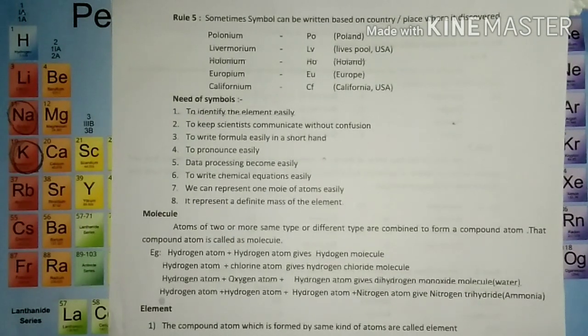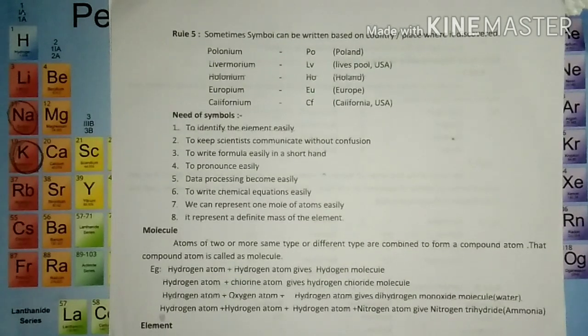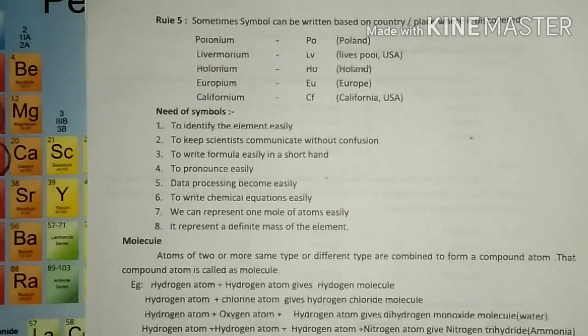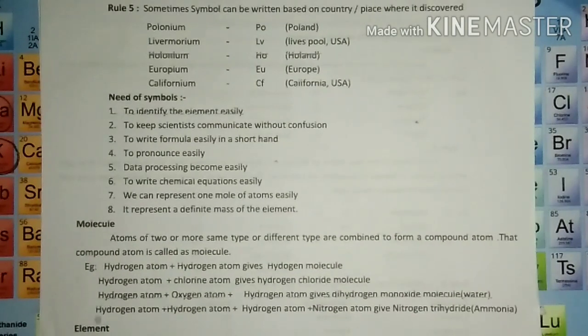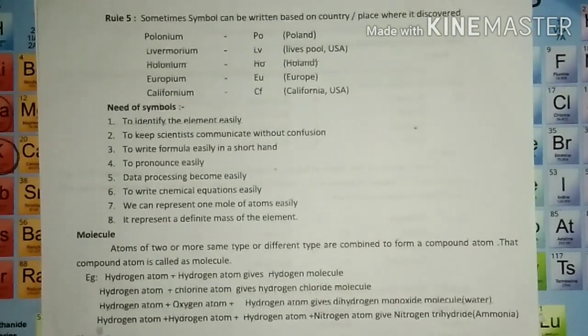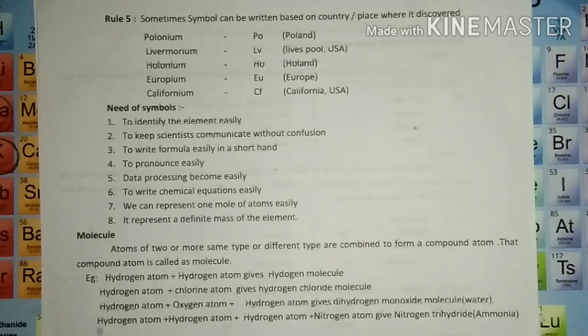Now let us discuss what is the need of the symbols. What is the need of the symbols? We can identify the element easily. For example, if you write the symbol H, that indicates the element hydrogen. Ar, argon. He, helium. O, oxygen. Like that we can identify the element easily. Next, to communicate without confusion. Next, to write the formula of the element in shorthand.